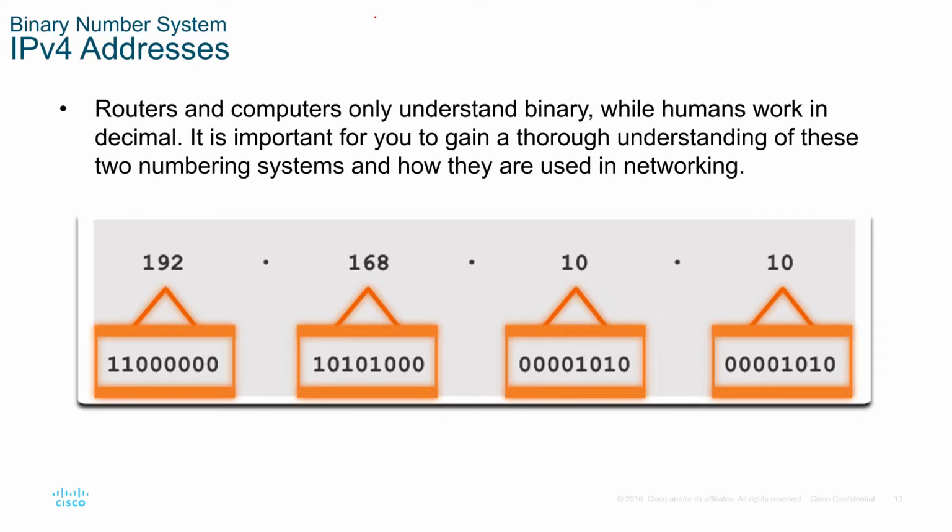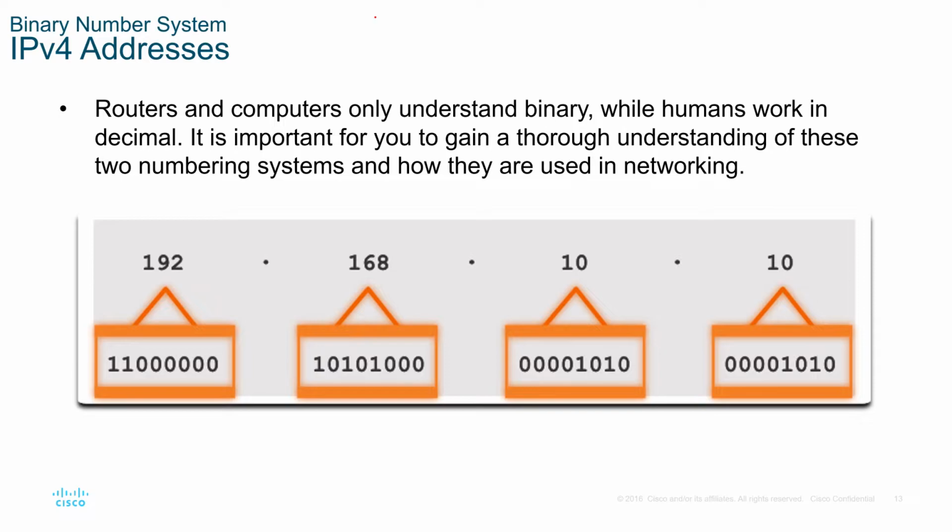Routers and computers only understand the binary. Humans work in the decimal. It is important for you to gain a thorough understanding of these two numbering systems and how they are used in networking. We use the dotted decimal system for ease of our use, while the computer system still uses the binary.